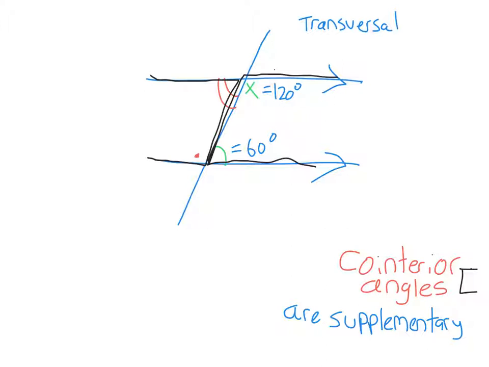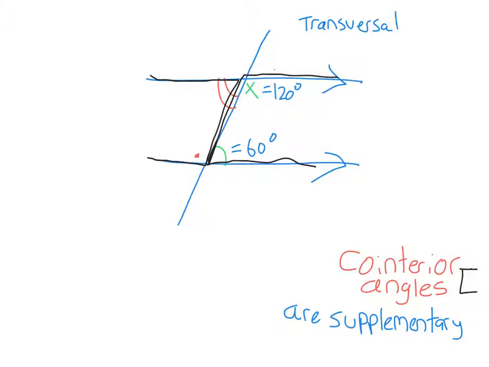So why they're supplementary is complicated. I was once told that actually no one's ever proved that co-interior angles are supplementary. They've just never found two angles that were co-interior that were not supplementary, okay? So please just take it as truth for now. Co-interior angles are supplementary, so they add to 180 degrees.